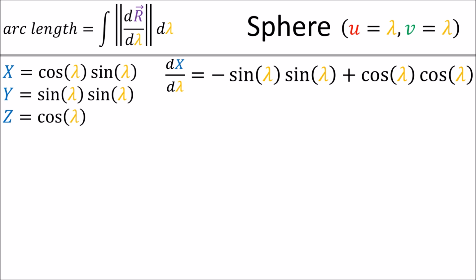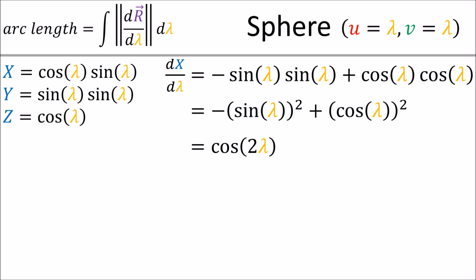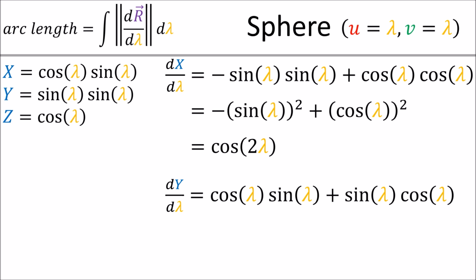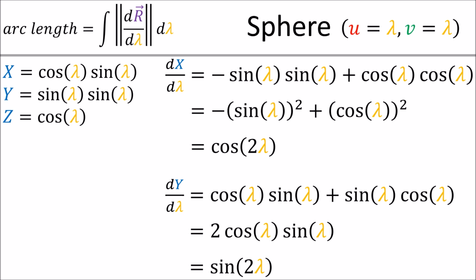So dx by d lambda can be found using the product rule, and it ends up being negative sine squared plus cosine squared. And by a well-known trig identity, this ends up being cosine of 2 lambda. Likewise, dy by d lambda can be found using the product rule, and it ends up being 2 times cos times sine. And by another trig identity, this just ends up being sine of 2 lambda. And finally, dz by d lambda is just negative sine.